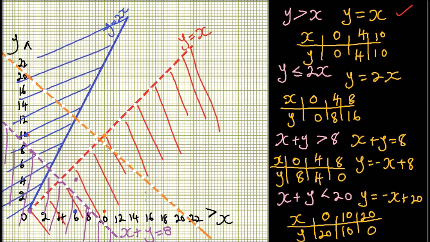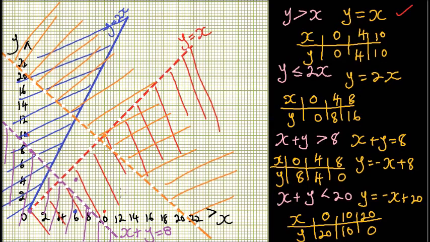Let's check the other side. We can pick a point like even 20, 20. So we say 20 plus 20 is 40. Is 40 less than 20? No. So it means this side does not satisfy our inequality. So we shade off that side, which does not satisfy our inequality. So we have been left with a region which is satisfied by the conditions that we have.